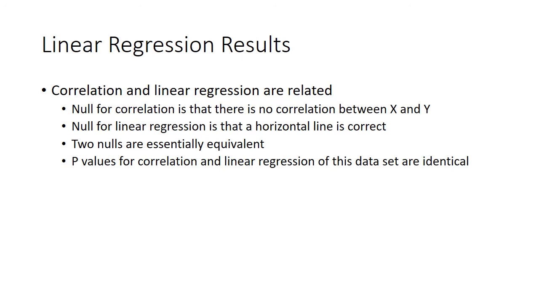So again, correlation and linear regression tend to be related. If we're looking at a null hypothesis for a correlation, it's that there's no correlation between x and y. And then the null hypothesis for a linear regression is that the horizontal line is actually correct. So we would say that a slope of 0 means no correlation between the two. Essentially, the two null hypotheses are equivalent, and so the p-values for the correlation and the linear regression of this data are going to be identical in this case.